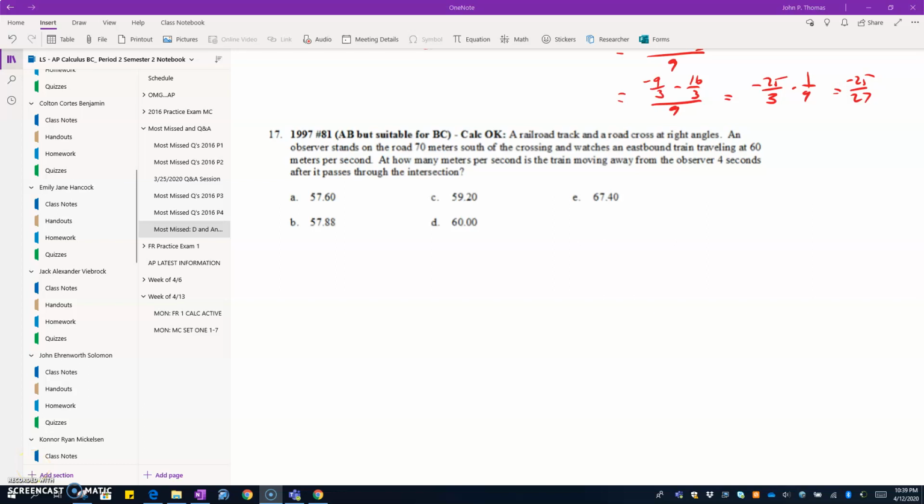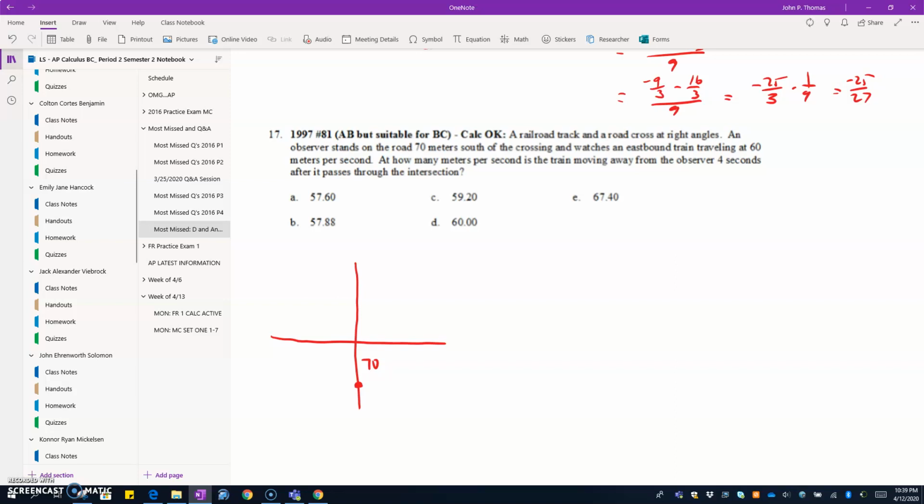Alright, so we've got a problem here that was commonly missed on our problem set. This one has a railroad track and a road cross at a right angle, so I'm going to go ahead and get a drawing started here. It says an observer stands on the road 70 meters south of the crossing. So I'm going to put a person here, 70 meters south.